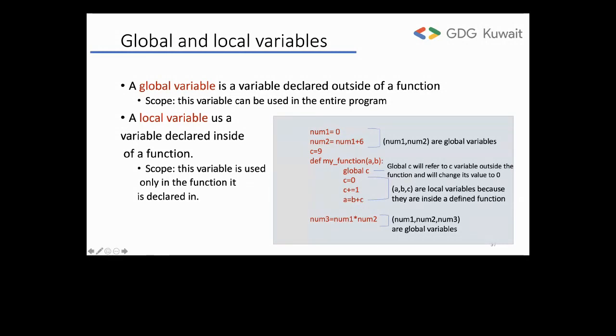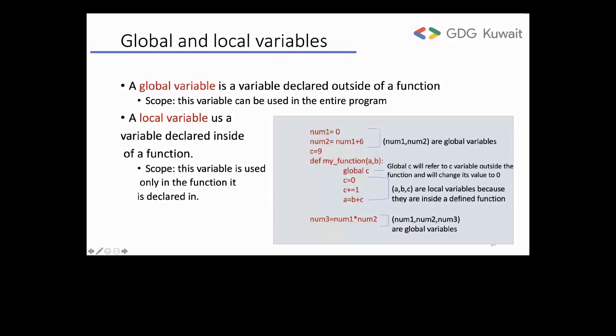A global variable is a variable declared outside a function. This is a function: def my_function, the parameters a, b, and the whole thing indented under it, the block under the function, is the function. Anything outside of this block is a global variable, just like number 3 equals number multiplied by number 2. These all are global variables because they are not indented under the function.